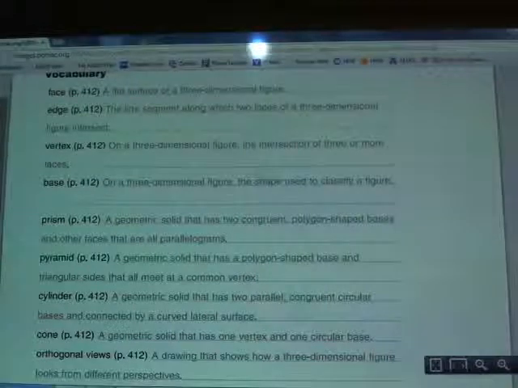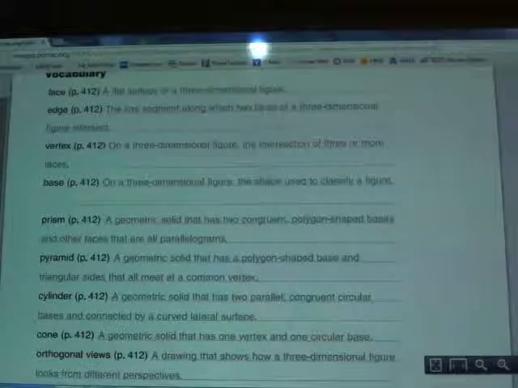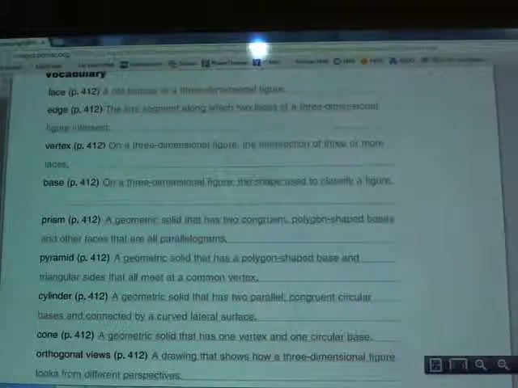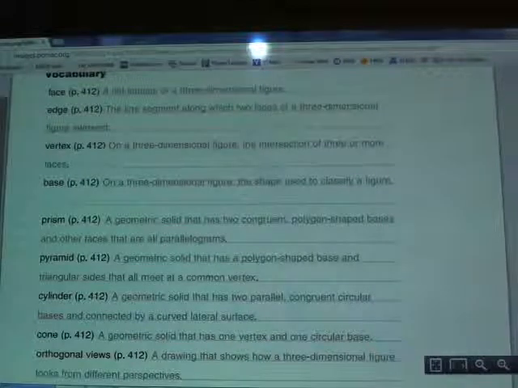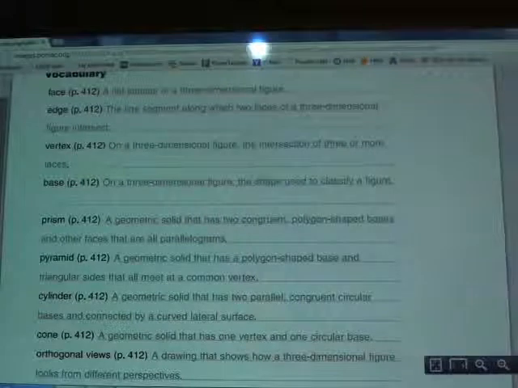And cone, most of you are probably thinking of your ice cream cone right away. You're right on target there. Cone is a geometric solid that has one vertex and one circular base.